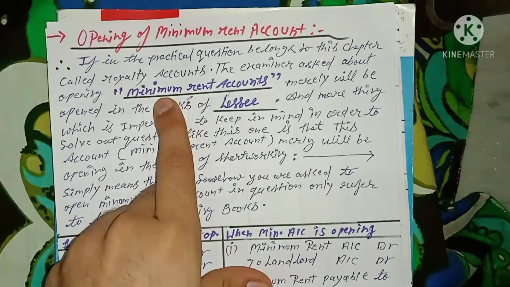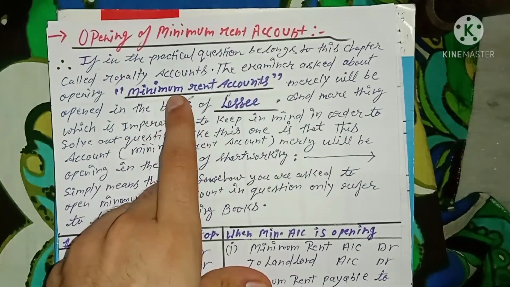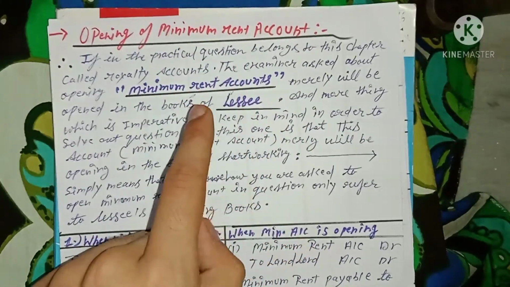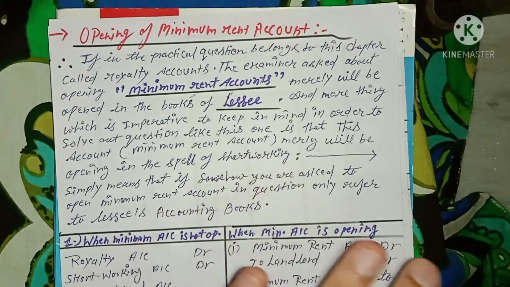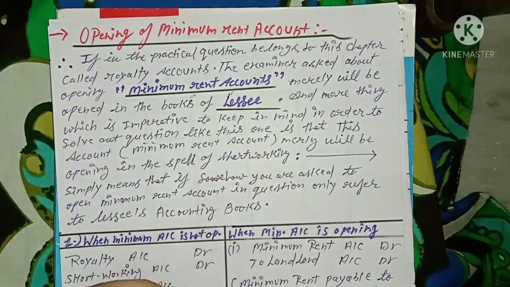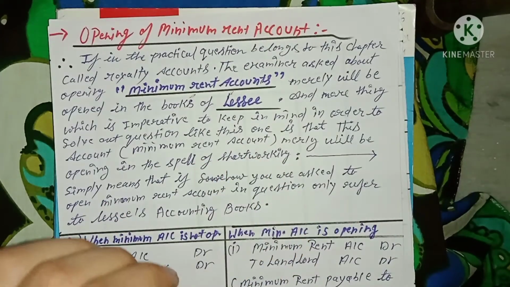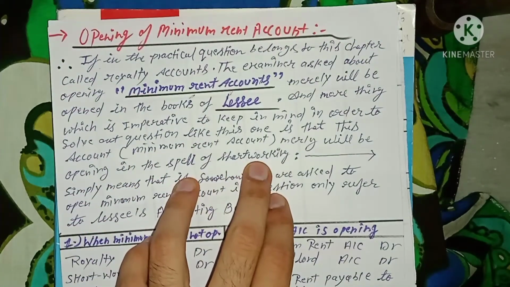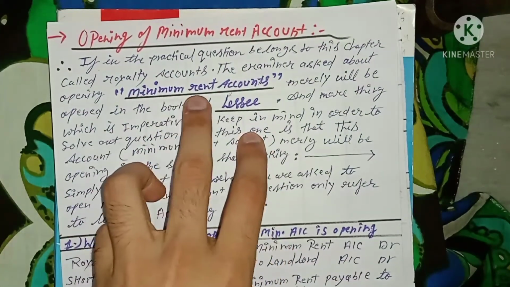To show that, we have to prepare another separate account, which is called minimum rent account, in the books of lessee, only in the books of lessee, and only in the year when short working occurs. If short working is not occurring, and there is any excess working in some of the years, then you don't have to maintain this account.